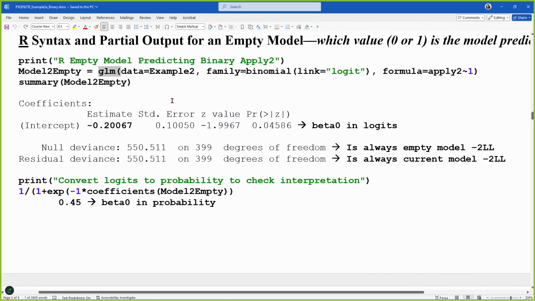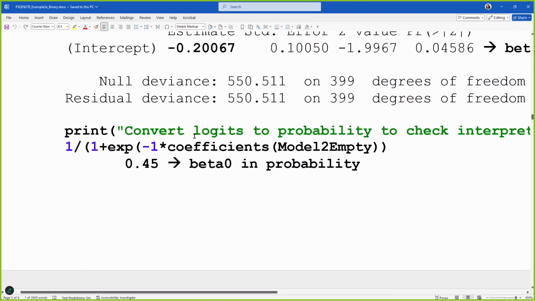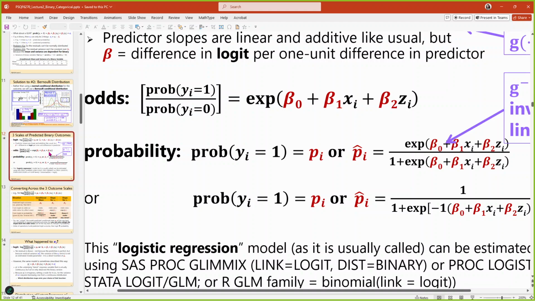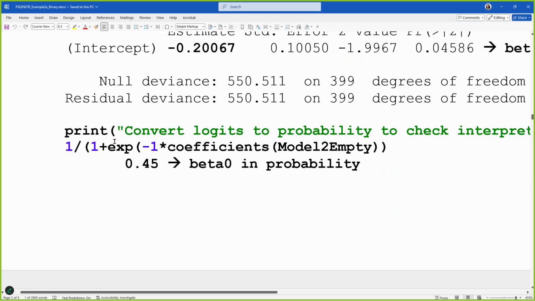Now, I couldn't find an easy way to make R spit out probabilities, so I did it myself. So this is the shorter version of the formula. It's e to the logit over 1 plus e to the logit. The alternative version of that same formula that is shorter to type is this one right here. This is what I just programmed into R. So I have 1 over 1 plus e to the minus, and then the coefficients of the empty model is the list of fixed effects. In this case, it's just the fixed intercept that's stored by R. So it's going to do the math and print it, and lo and behold, 0.45 is what I get.